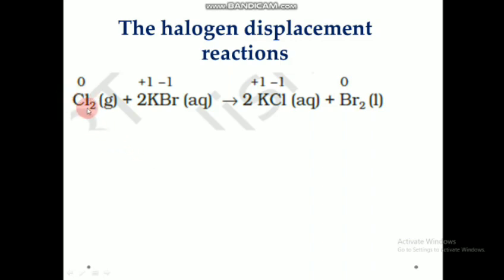As I told, chlorine will be able to substitute bromine and iodine, and here the bromine is there. So chlorine will substitute this and form KCl. Bromine is substituted by chlorine, forming KCl. In that, chlorine goes from 0 to -1, a decrease in oxidation number, hence it is reduction. And bromine goes from -1 to 0, an increase in oxidation number, hence it is oxidation. This is oxidation and this is reduction, and there is no change for the potassium.